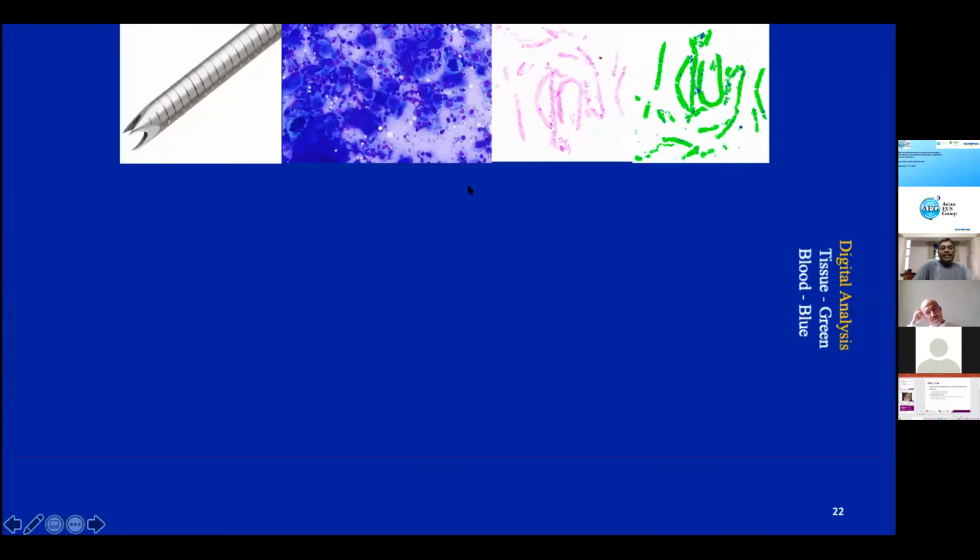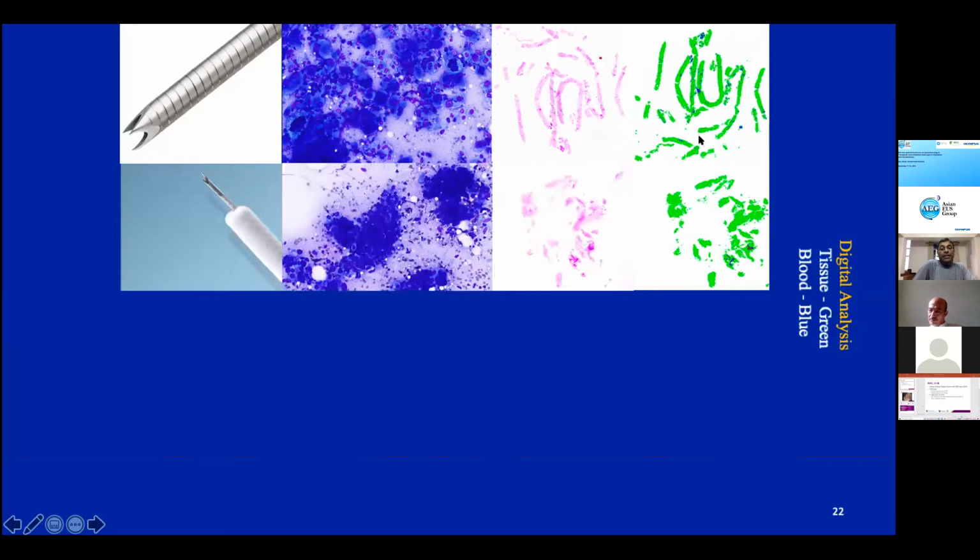So this is again digital imaging. When you use the Franseen needle, you can see high cellularity. This is the cell block, which is again very profusely cellular. And here is the digital profiling using the Nikon software. And with the fork tip needle, once again you achieve good cellularity.